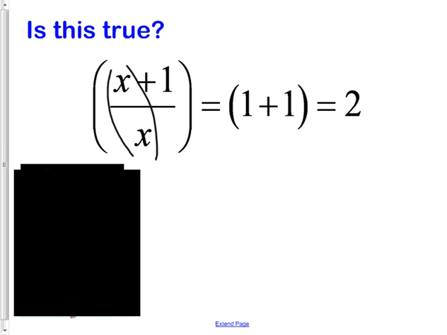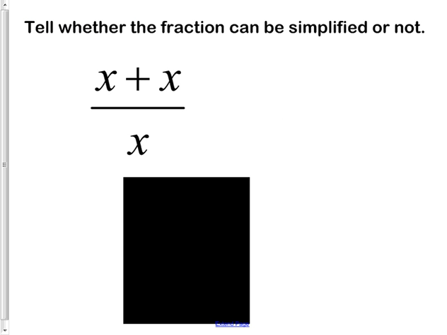All right. So this comes down to can or can't you cancel. It's a section on the worksheet called can or can't you cancel. Tell whether the fraction can be simplified or not. Can you simplify it? Yes. Can you cancel those x's? Yes, as long as you replace them with ones. So it would end up being a 1 plus 1 over 1, which means 2 over 1, which makes 2.